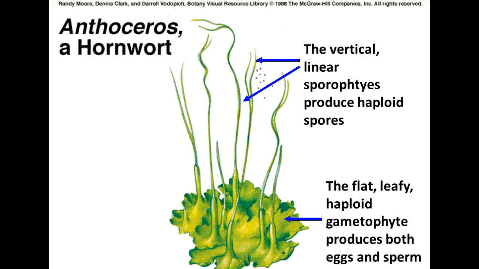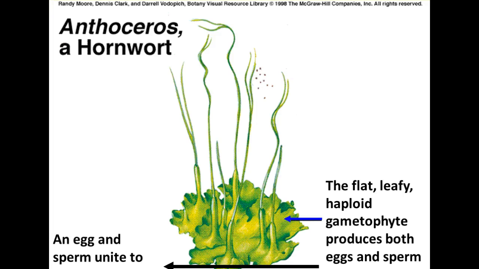Okay. So you have vertical linear sporophytes that produce the haploid spores. And the flat leafy haploid gametophyte is going to produce both eggs and sperm. So they're kind of weird. Their structures for sperm and egg production are not quite as prominent as we've seen in the other plants so far. Okay, so an egg and sperm are going to unite to make a zygote.